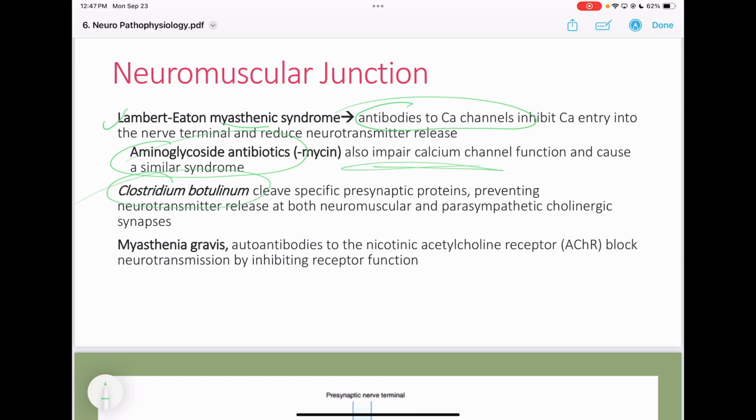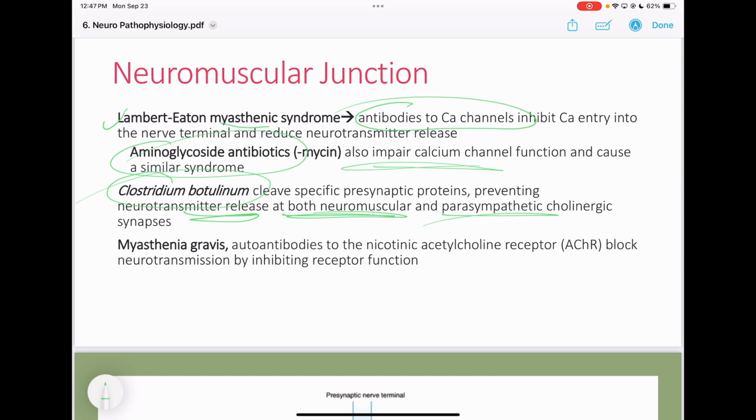Clostridium botulinum, Botox. It prevents neurotransmitter release at both neuromuscular and parasympathetic cholinergic synapses. Botox prevents the release of the neurotransmitter, so it blocks acetylcholine from being released. If it isn't released, there's no contraction, therefore you don't get wrinkles. And that's the thought behind Botox.